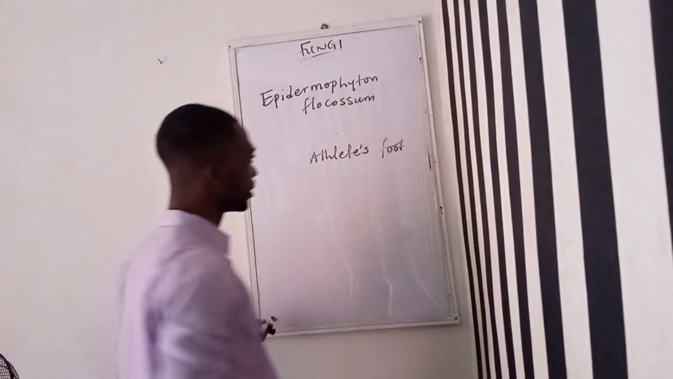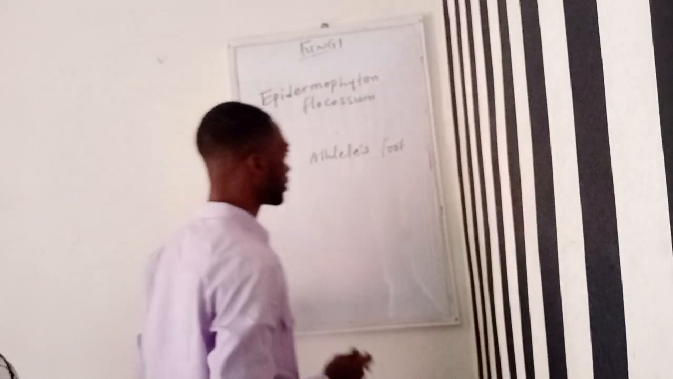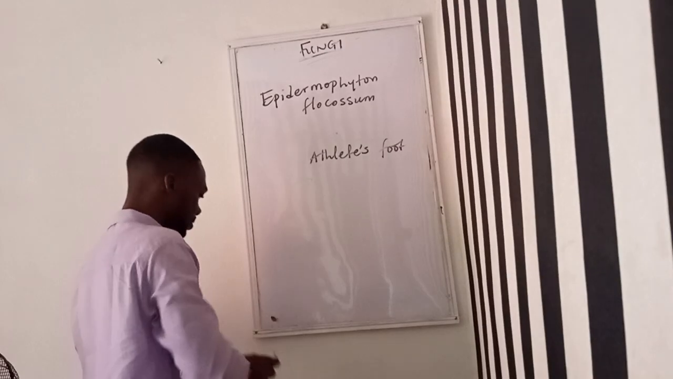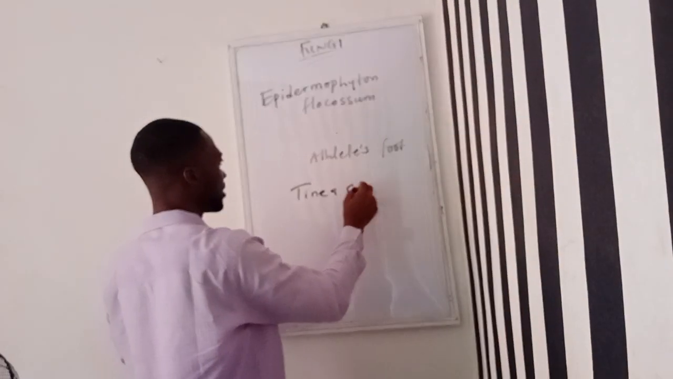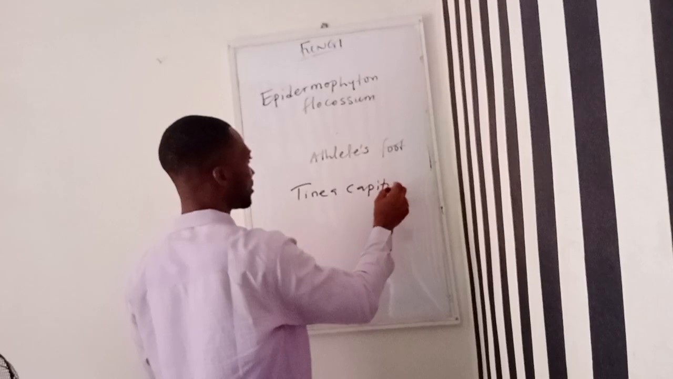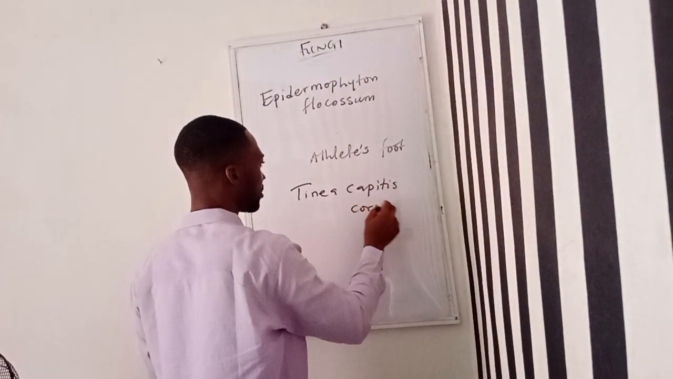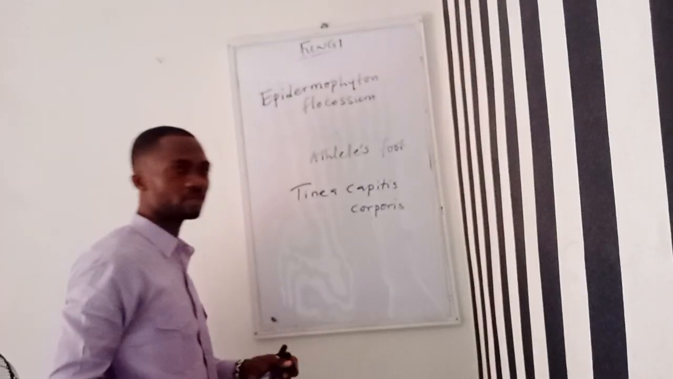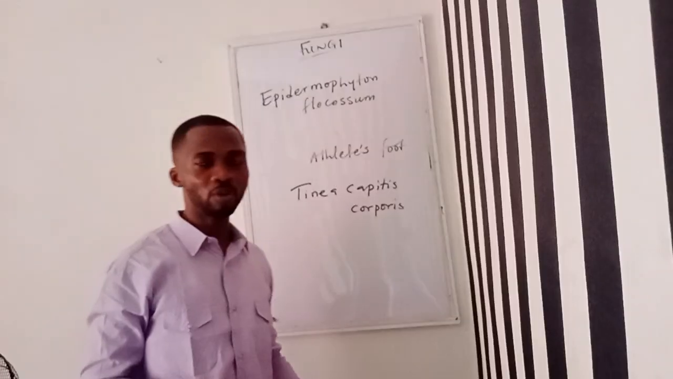Then we have this fungus that infests the scalp of children, the head of children. It's called tinea capitis. They also have tinea corporis. So capitis is the one that causes disease on the head, capita, capitis. Then the one that causes disease on the body is called corporis.